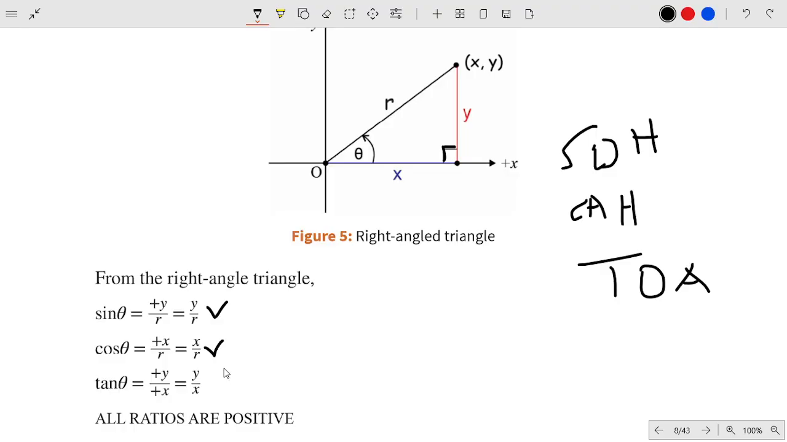Now the next one, we have tan. Tan of this angle, opposite on adjacent. Opposite is y, divided by the adjacent, which is x. And these are all positive. This is the positive side of the y-axis, positive side of the x-axis. So we have y on x also being positive. So all ratios are positive in the first quadrant.